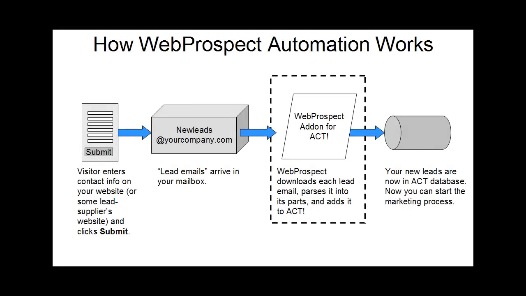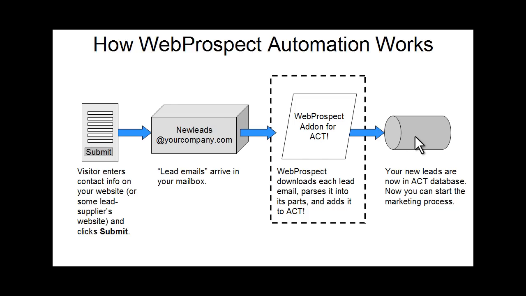This diagram illustrates how WebProspect automation works to save you time. A visitor enters their contact information on your website or some lead supplier's website and clicks Submit. They typically are filling out a form. Then an email is sent and arrives at your company's mailbox. Every so often, say once every 10 minutes, WebProspect will download all the leads from that mailbox, parses each lead into its parts, in other words, company, contact, email, phone, etc., and adds all that information to the Act database.